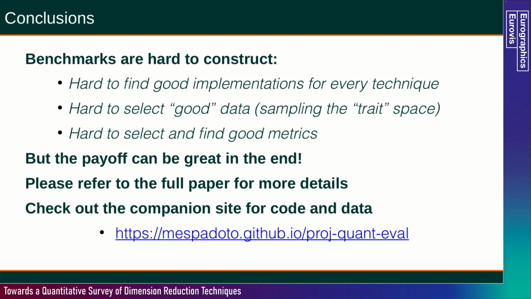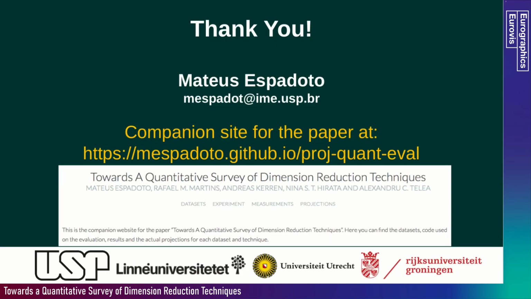Conclusions. Benchmarks are hard to construct. It's hard to find good implementations for every technique. It's hard to select good data, I mean sampling the trait space as we set out to do, and it's hard to select and find good metrics. But the payoff can be great in the end. Please refer to the full paper for more details and check out the companion site for code and data. And results, of course. That was it.